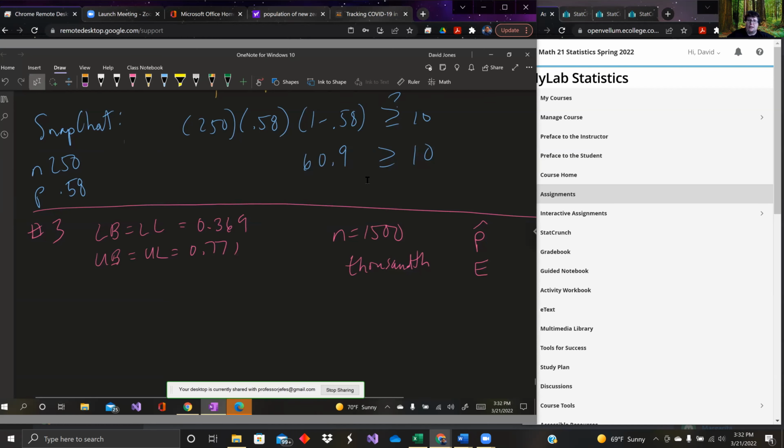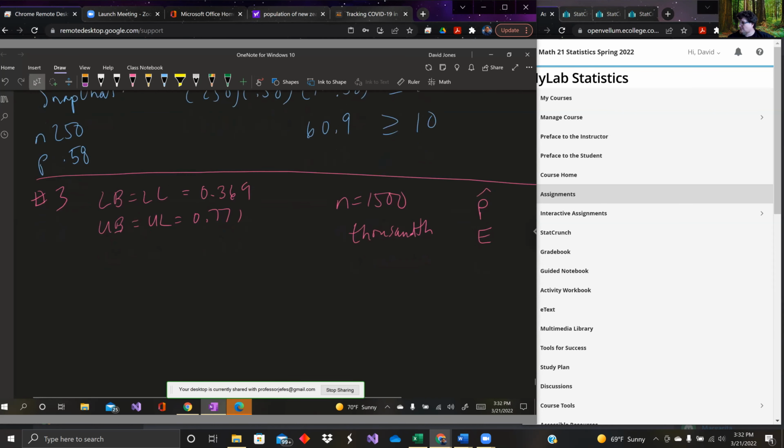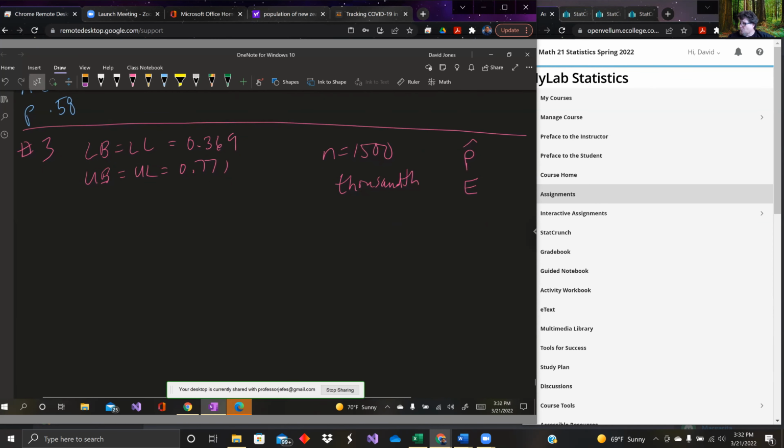I got it right here. So I got this window. How can I figure out what that point estimate is? If I draw this lower bound and upper bound, this 0.369 is over here. This upper bound is over here, 0.771. And we know from the pictures we were doing earlier, the point estimate is exactly halfway between them. Halfway. And this distance is the margin of error.